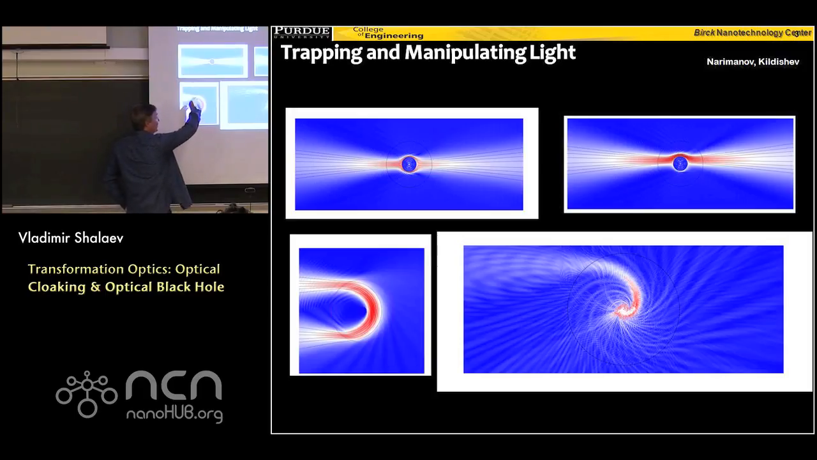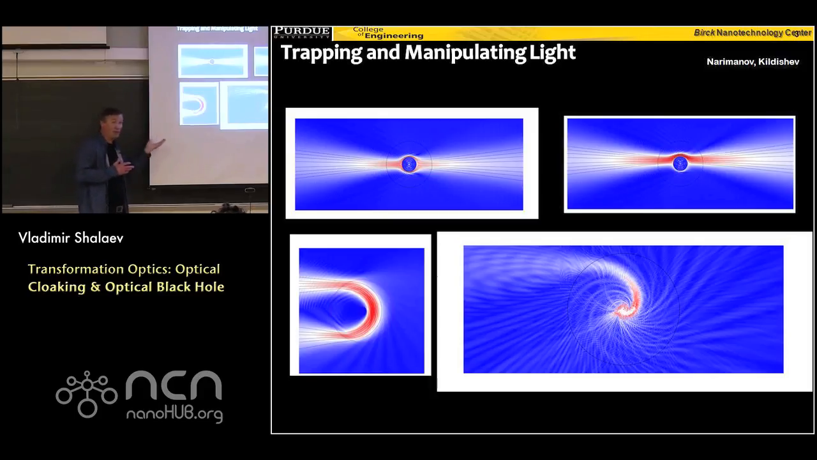In this case, light goes around from one side of this object. Here, you create a distribution of epsilon mu in space such that light is turned back and comes in the opposite direction from where it originally came. This is yet another illustration for this optical black hole. No matter where light comes into this area, it would get sucked in and go to the center of this object. So that's really the beauty of this.